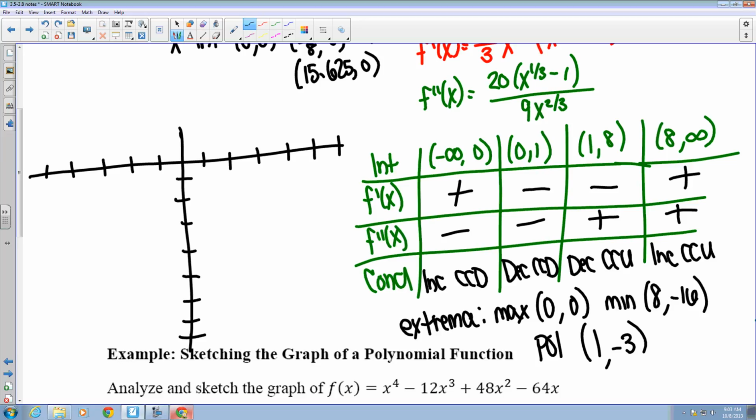Alright, so our points that we need to worry about. We had an x-intercept at 0, 0. And we also had one at 15. Actually, we don't think we went out far enough. 2, 4, 6, 8, 10, 12, 14, 15. So our other x-intercept is out here. And we know we had a max at 0, 0, so we have that one, and a minimum at 8, negative 16. 2, 4, 6, 8, and then all the way down here. Okay, up until 0, we are increasing and concave down.